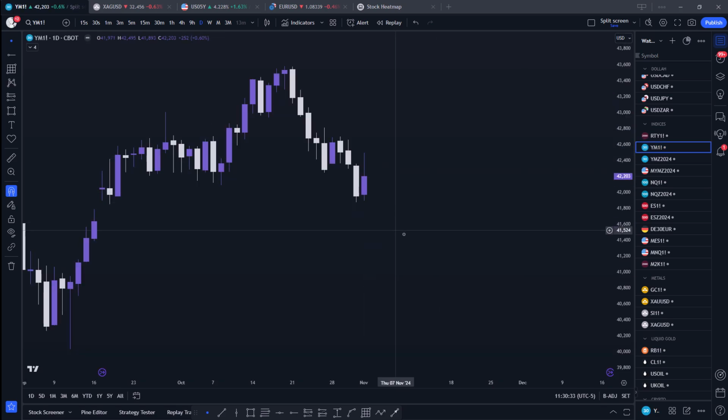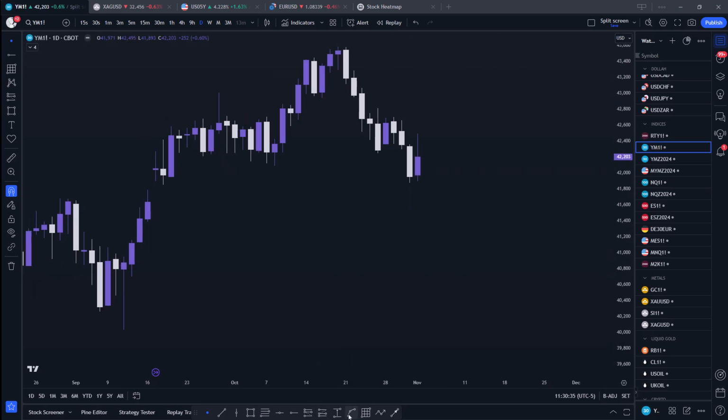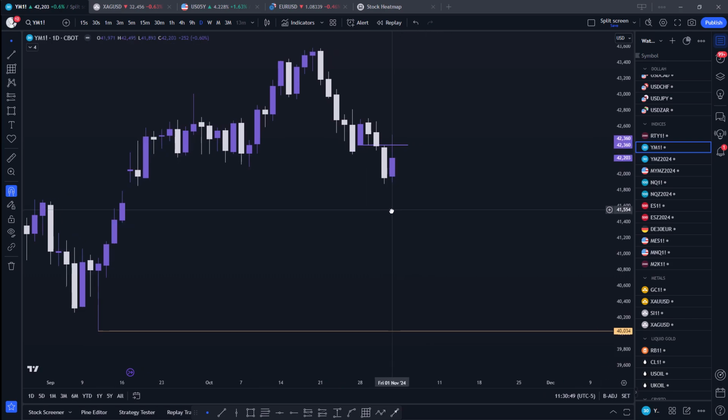So on YM, I'm actually looking for a more extreme sell side liquidity draw, which is all the way over there. On YM, we can also see that we are respecting this last up close candle as a possible bearish order block. So I am actually looking for lower prices.